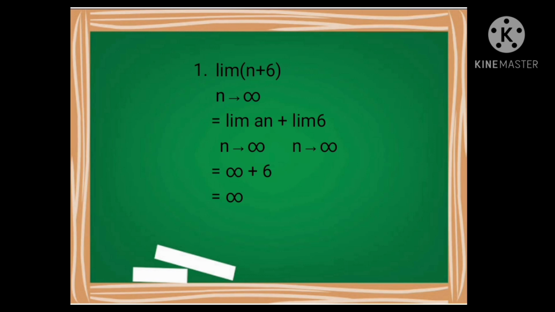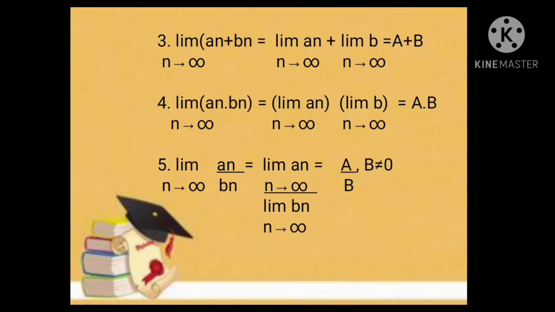So let's say for example, example number 1, the limit as n goes to infinity of n plus 6. So the limit of n plus the limit of 6 as n goes to infinity, so infinity plus 6, then the answer is infinity.